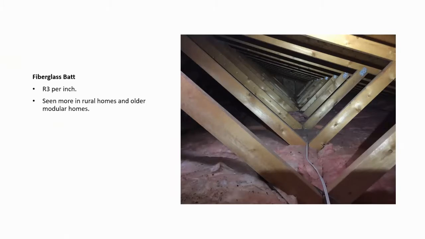Fiberglass bat gives you about R3 per inch. You don't see this too much in attics because bats aren't well adapted to working in an attic space with all the things to work around. Mostly you come across these in rural homes where people maybe did it themselves or modular homes.